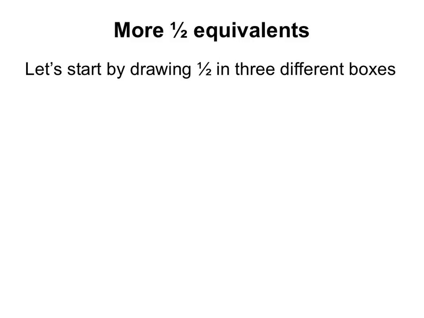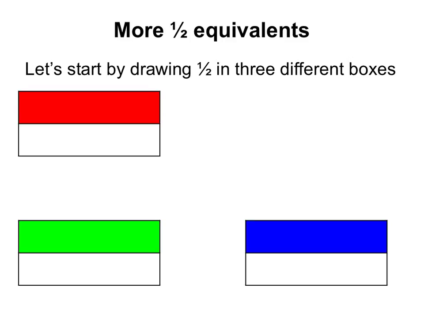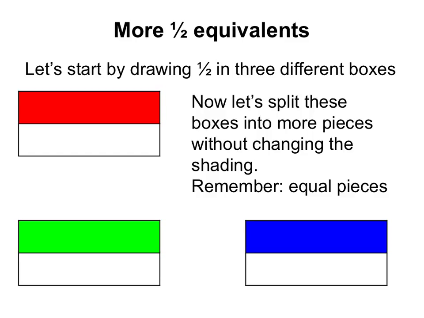So let's find some more 1/2 equivalents. Now, some of these you might just be able to rattle right off your head. So let's take that knowledge that we already have and figure out how we could use a drawing to get those other 1/2 equivalents. So we'll start by drawing 1/2. So I drew 3 different boxes that show 1/2. And then in each of those boxes, I'm going to split them up into new pieces, remembering that those pieces need to be equal size pieces. And I'm going to do that, but I'm not going to change the shading. So I know the shaded amount is going to be the same.